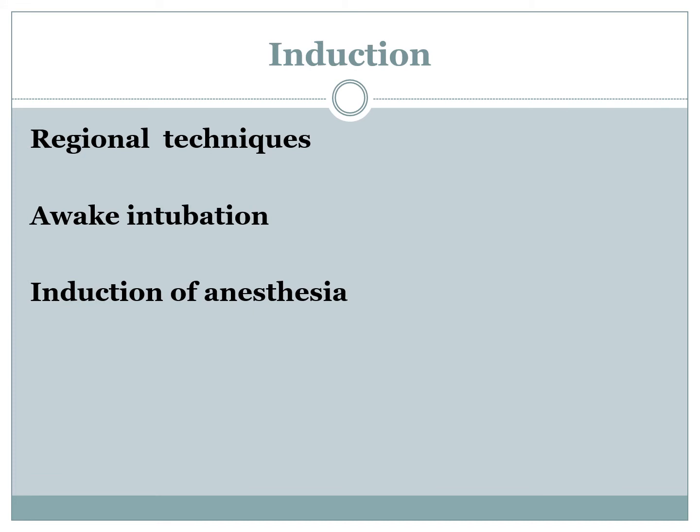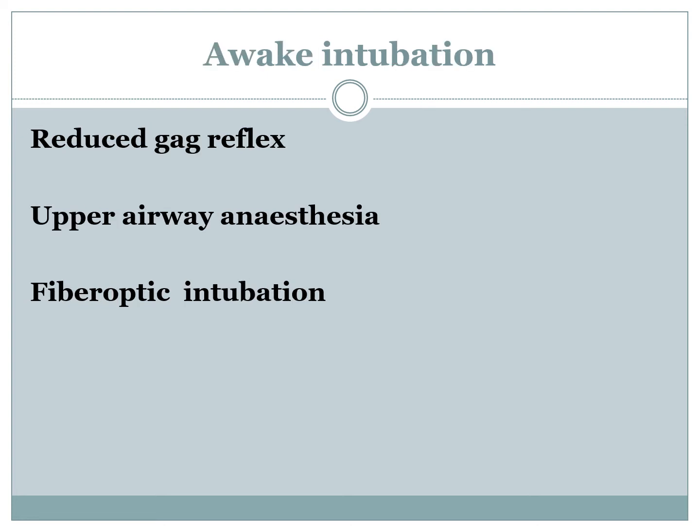Induction of anesthesia. The application of local and regional techniques is ideal for these patients. We can intubate the patient awake, and we may induce anesthesia as necessary. Awake intubation is usually easy due to reduced gag reflex in these patients. It can be performed with proper upper airway anesthesia in the form of topical anesthesia and nerve blocks. And we can use fiber optic intubation, of course.